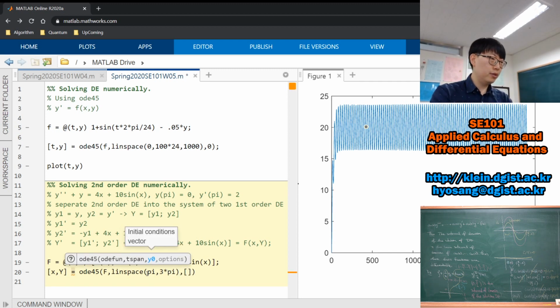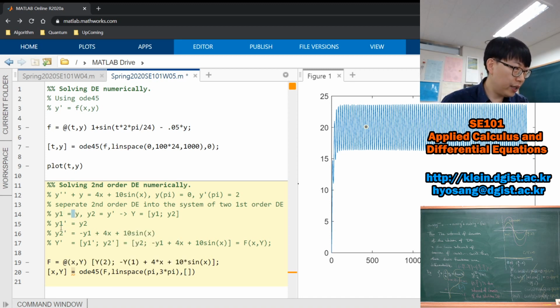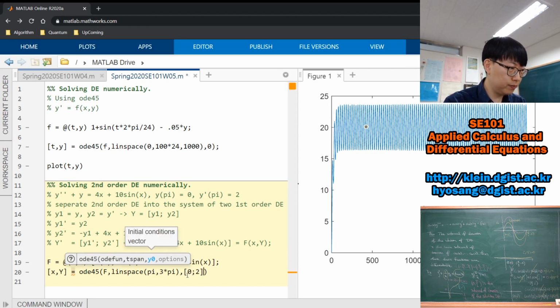And I have to put the initial value. So the initial value consists of two values, one from the value of y and the other from y prime. But I set my y1 to be y and y2 to be y prime. So the initial value of y1 is the initial value of y, and the initial value of y2 is the initial value of y prime. So one is 0 and this one is 2. So the initial value of large Y is nothing but the array of 0 and 2.